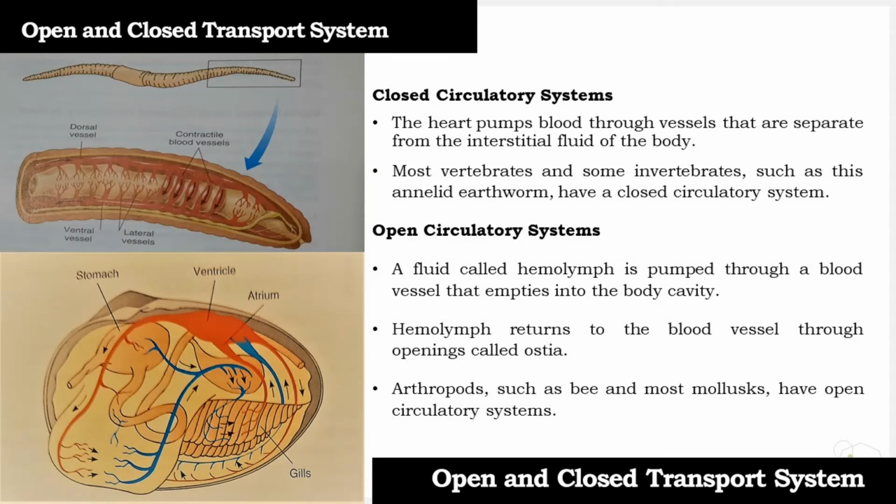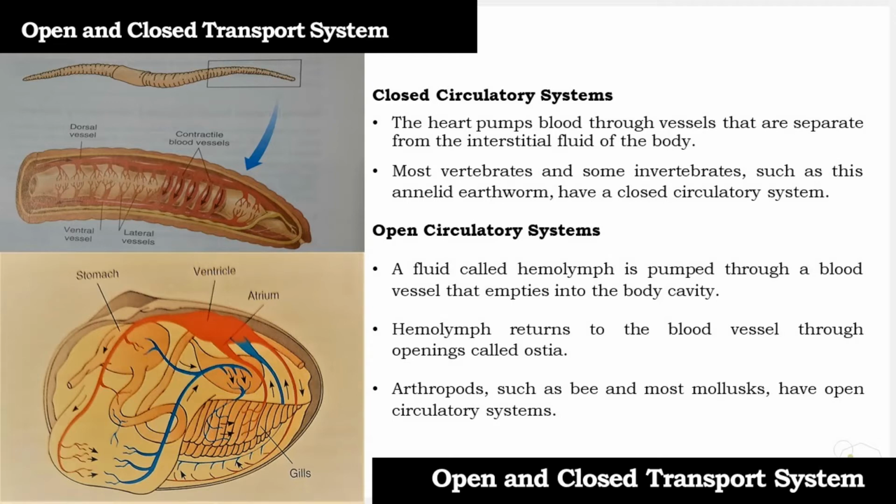The two types of circulatory system. Closed circulatory system: the heart pumps blood through vessels that are separate from the interstitial fluid of the body. Found in most vertebrates and some invertebrates, such as an annelid earthworm.